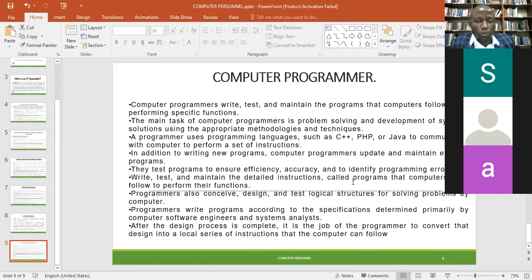So the main task of the computer programmer is to solve problems and develop systems and solutions using appropriate methodologies and techniques. They use languages such as C++, PHP, Java to communicate and to write out programs. Of course, you're aware of what programs are, and I think that one we did in our week 3 about software.